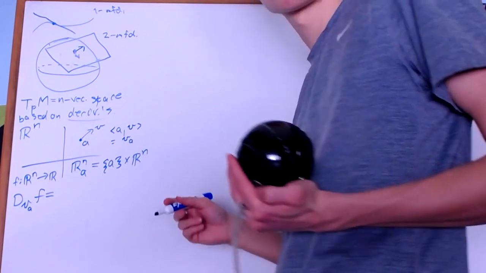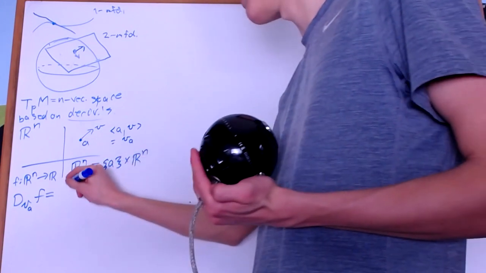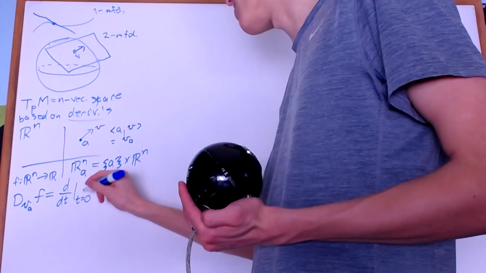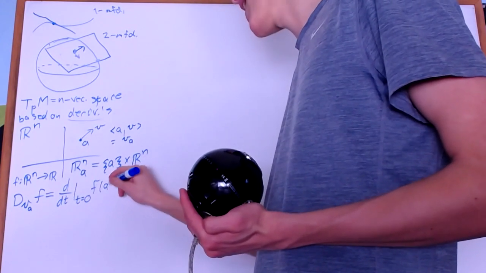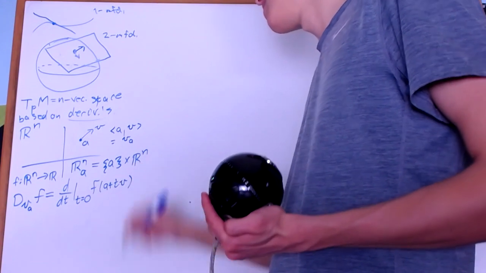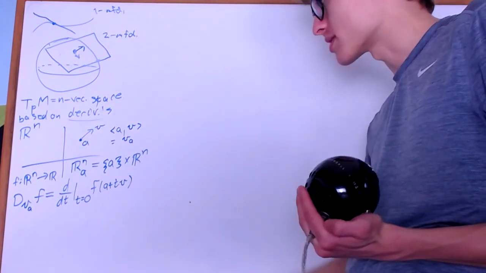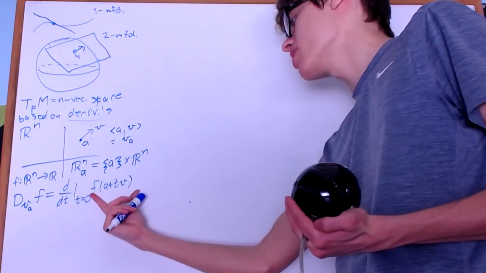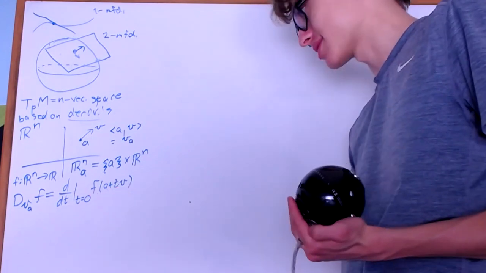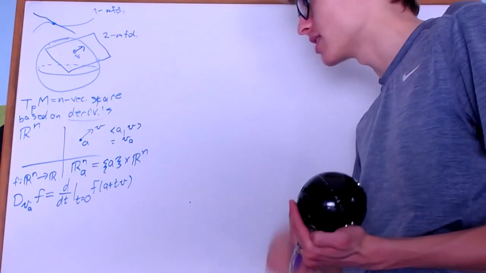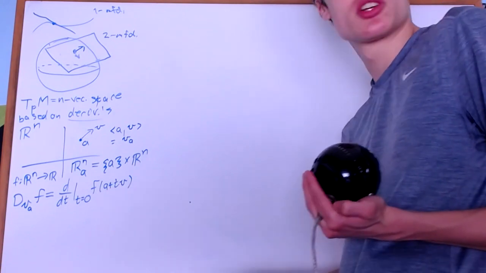Well, let's start with a very intuitive definition of it. Namely, d/dt at t equals 0 of f(a + tv). How on earth is this intuitive? Well, let's think about it. What is happening with this function as t changes? When t is 0, this is just f(a). And so in a way, a is your starting point.